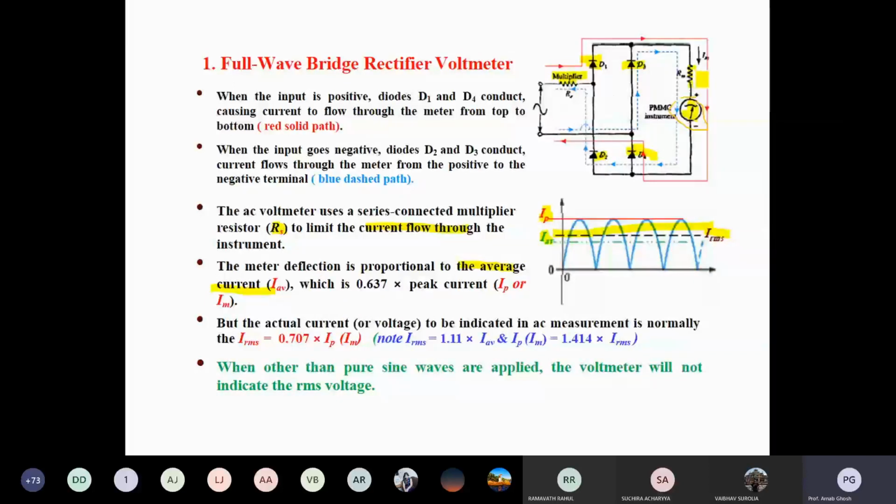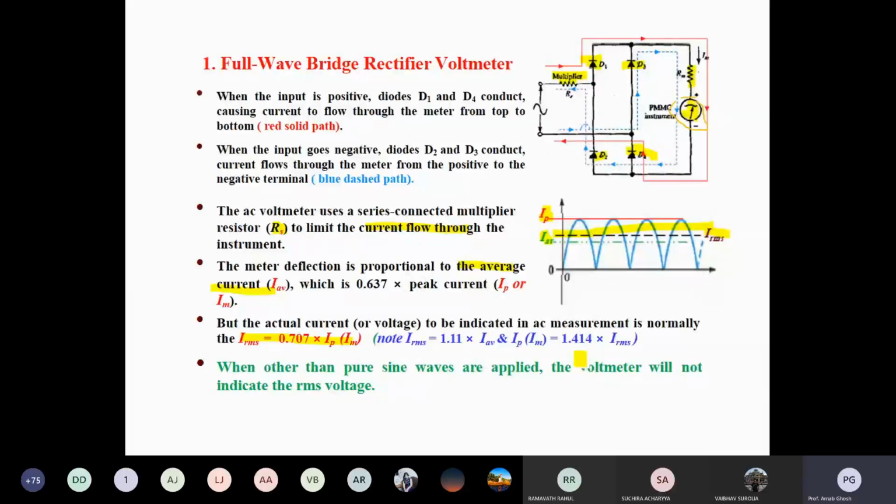But the actual current or the voltage to be indicated in the AC measurement is normally IRMS equals 0.707 into IP, or it may be IM. So IRMS is 1.11 into I average. I think all of you know about that form factor, the ratio between the RMS value and the average value. For a sinusoidal waveform, it comes to 1.11. That is the standard one. So IM or IP equals 1.414 times the RMS value.